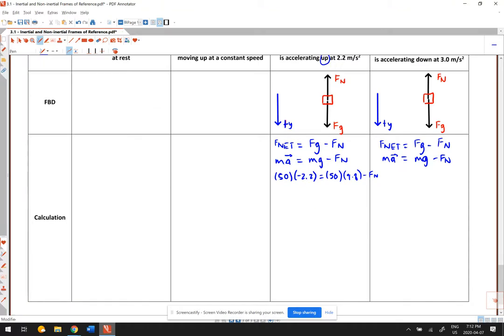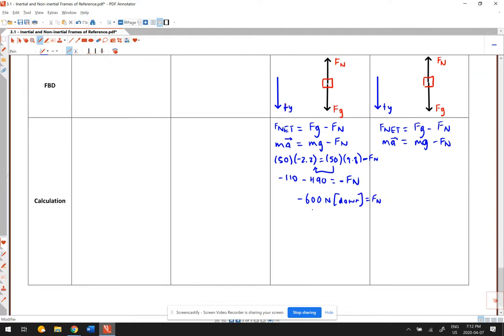So 50 times negative 2.2 is going to be negative 110. And we're going to bring this onto the other side. So it's going to be equal to negative 490 is equal to negative Fn. So the negative for the normal force has to stay. That's not going to disappear. So now we got negative 600 newtons going down equals normal force.